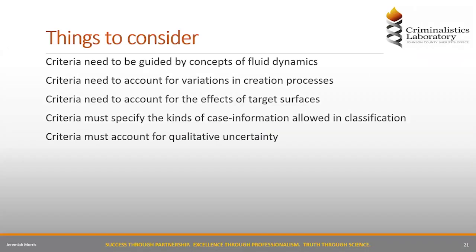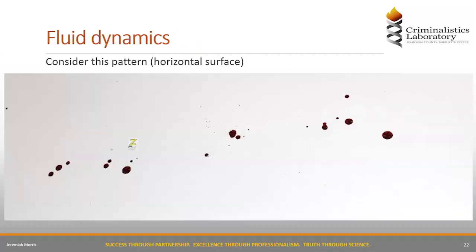So as we come up with our own, there are a lot of things for us to consider. They need to be guided by concepts of fluid dynamics. We need to consider variation and creation processes, effects of target surfaces, what kinds of case information we can use, what kind of case information is appropriate for classifications, and then deal with qualitative uncertainty. And we're going to break down each one of these now.